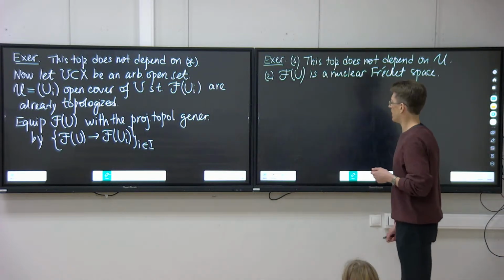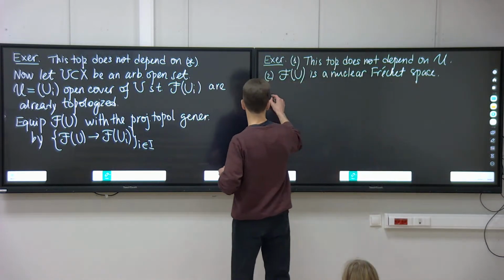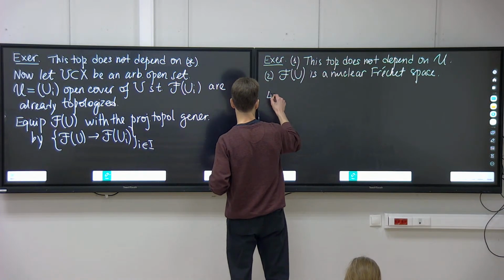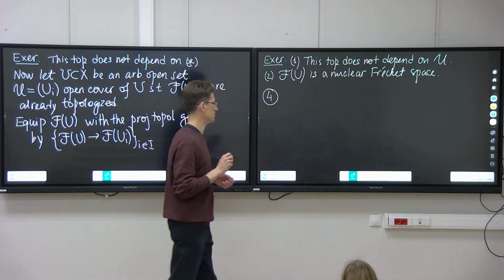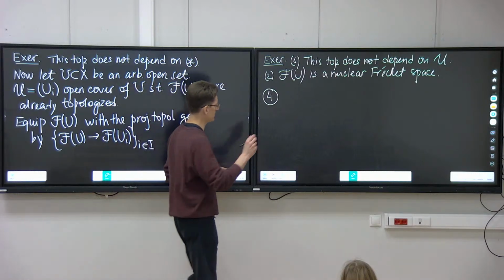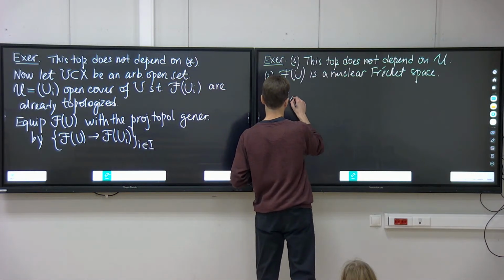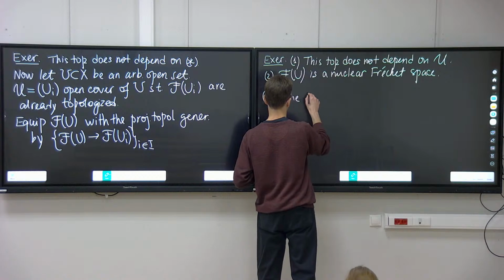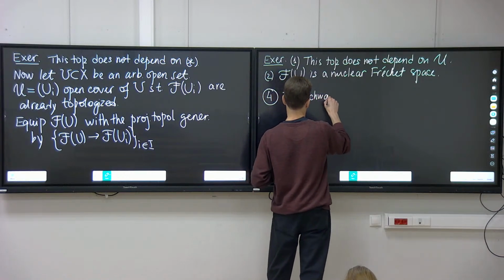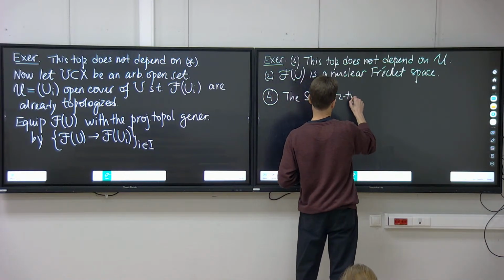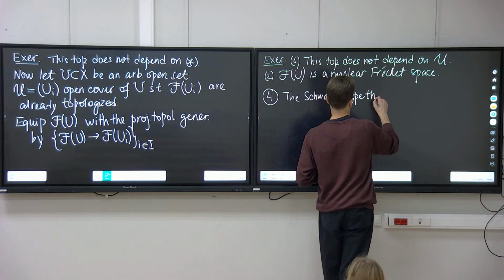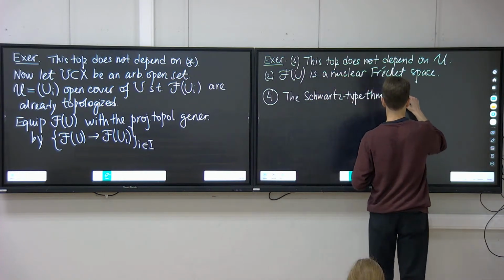Okay. Our next step, and this is the main analytic step of the proof, is the Schwartz-type theorem on nuclear perturbations.